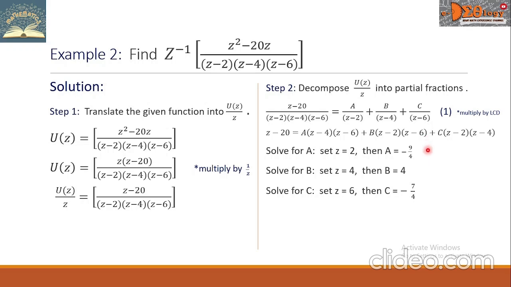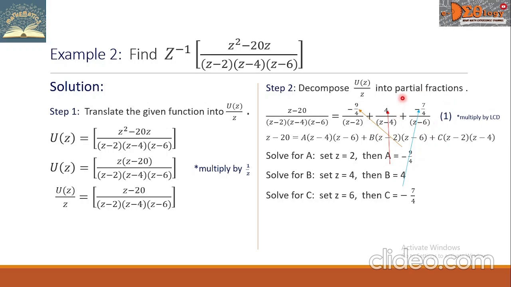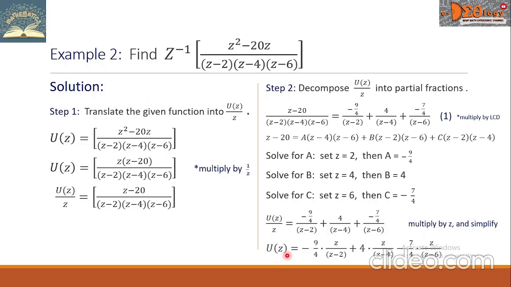After completing the values of A, B, and C, we will now substitute here in equation 1. So equation 1 becomes like this. Next, let us write again our U of z over z, and that is equation 1 here. Next thing is, let us multiply by z and simplify. By doing so, the left side now becomes U of z alone, and the right side becomes like this.